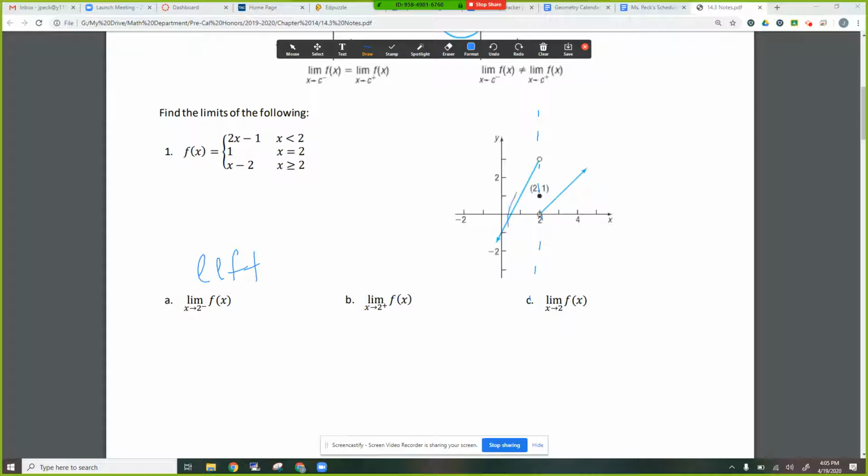As I get closer and closer to positive 2 on the left-hand side, we're pointing to a y value of positive 1. Whereas B here has a positive sign, so that's the right-handed limit. As we're approaching positive 2 from the right-hand side, we're pointing to a value of 0. And then the limit as x is approaching 2, well, because the left side is 1 and the right side is 0, those aren't the same, so we say does not exist.